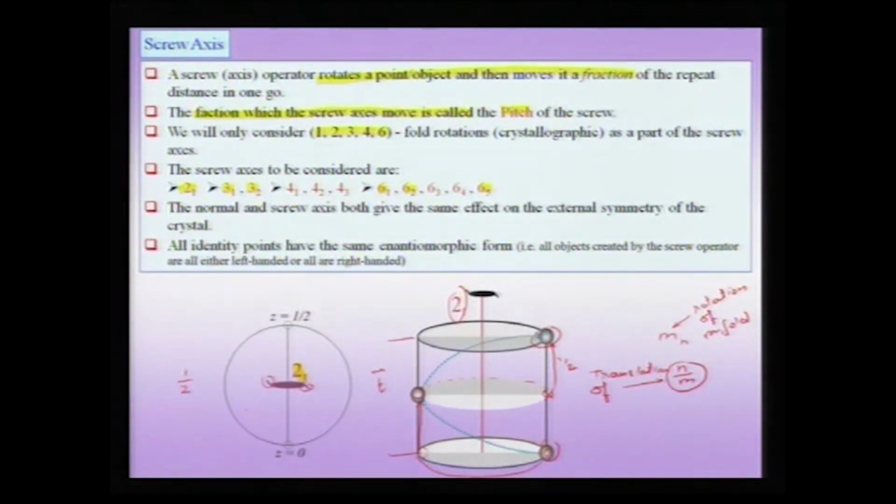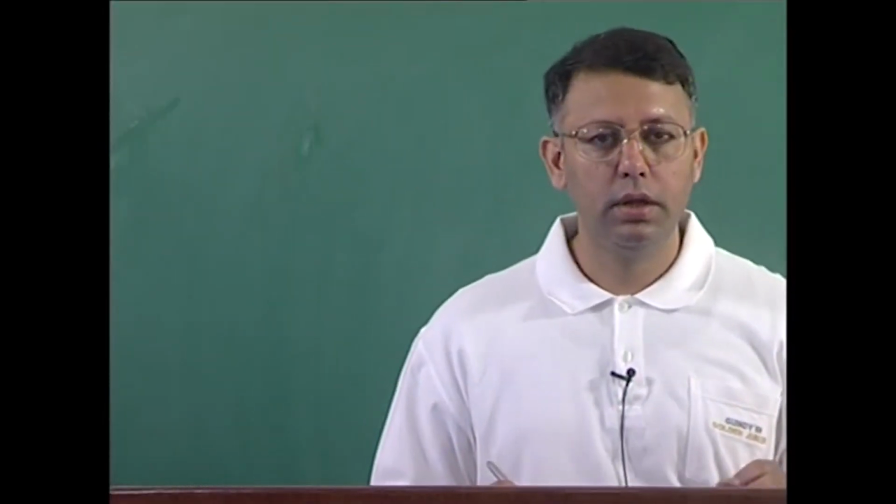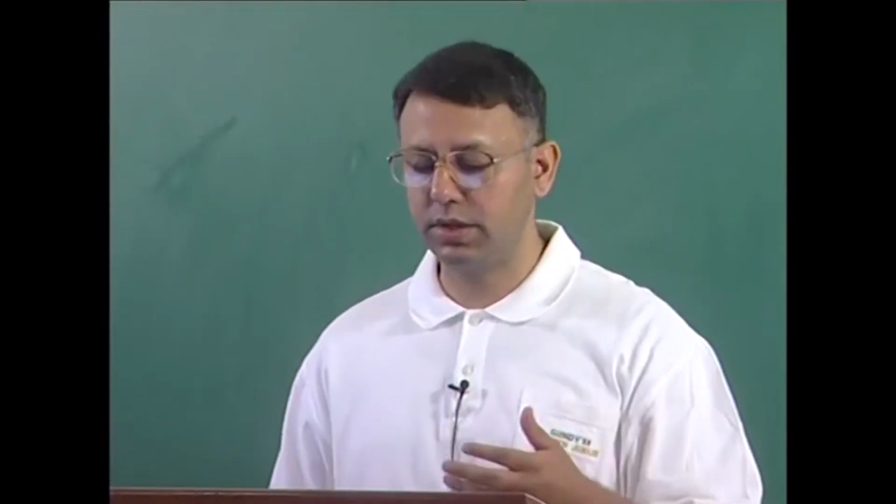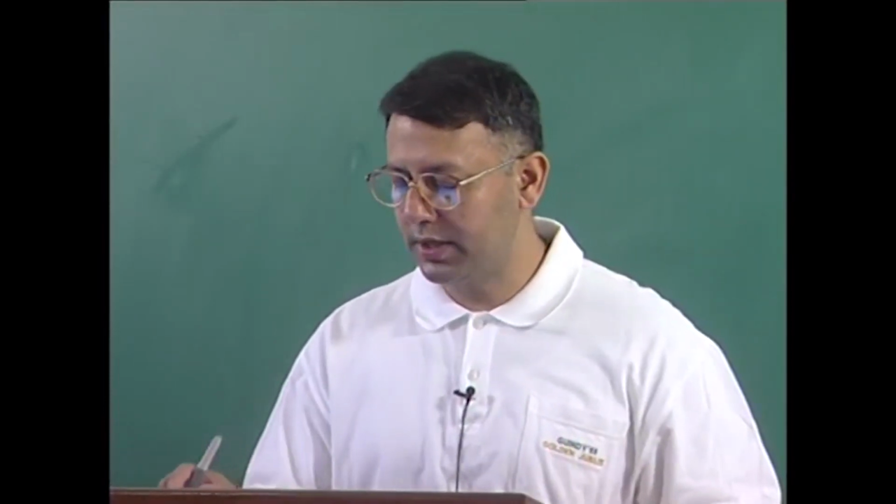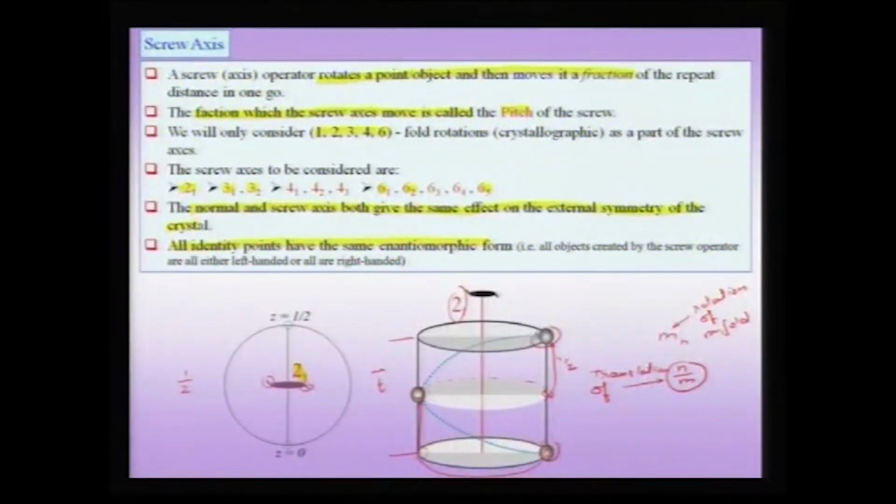Later on we will also talk about the other kinds of screw operators talked about here, like the 3-1, 3-2, 4-1, 4-2, 4-3 etc. But we have to remember that all these screw operators move an identity point to its same form. It will not take a mirror form. That means, if I start with left-handed objects, a screw operator will only leave left-handed objects as it goes along performing its rotations and translations. And as I pointed out, since the small fractional translations are not seen in the external growth shape of a crystal, the normal and the screw axis have the same effect on the external symmetry of a crystal or the growth form of a crystal.